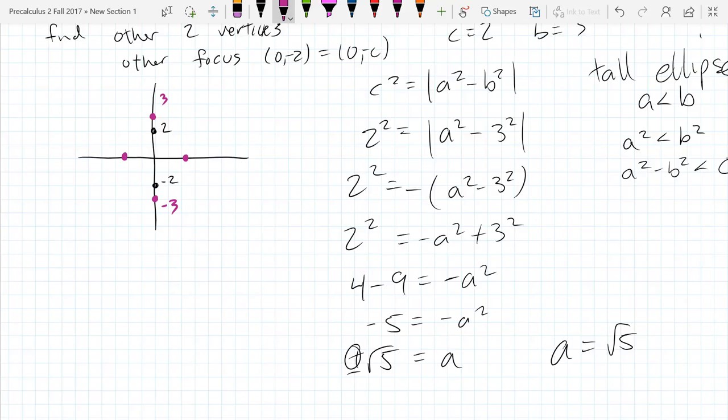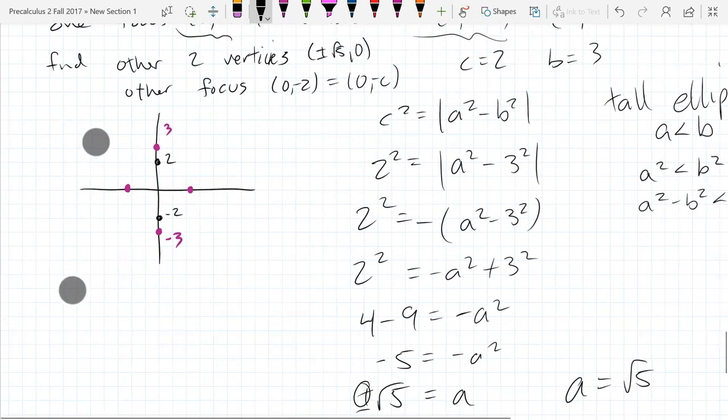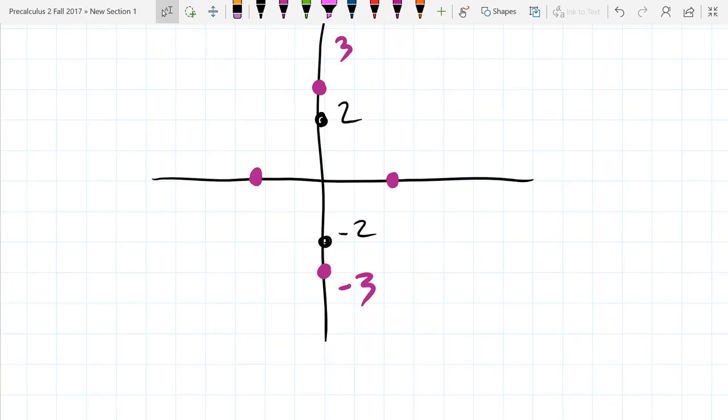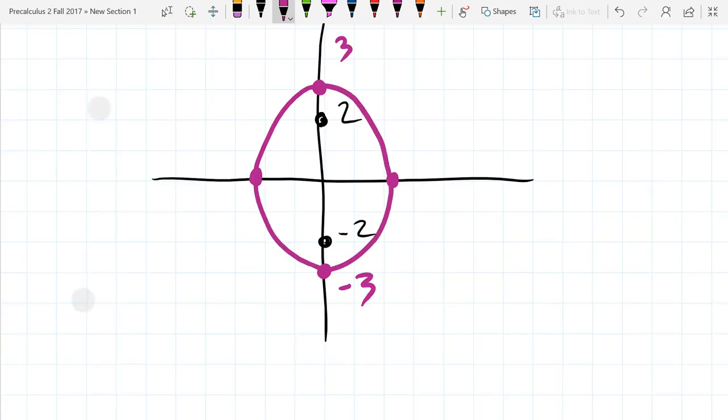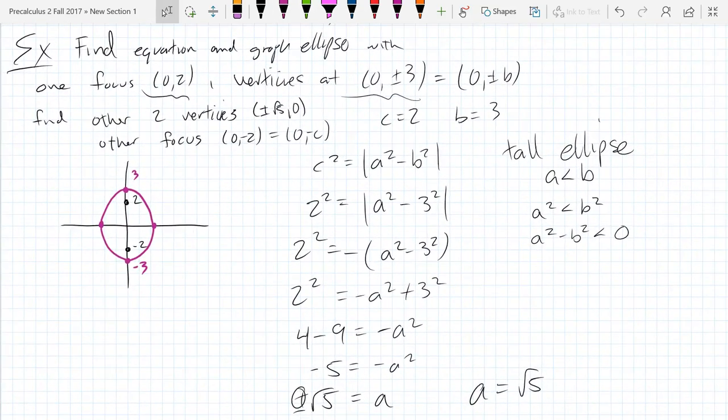So a is square root 5. Our other two vertices are going to be plus minus square root 5, 0. Now where's square root 5? It's pretty close to square root 4, so I just drew it a little bit bigger than 2. And then draw your ellipse. I should label square root 5, negative square root 5.